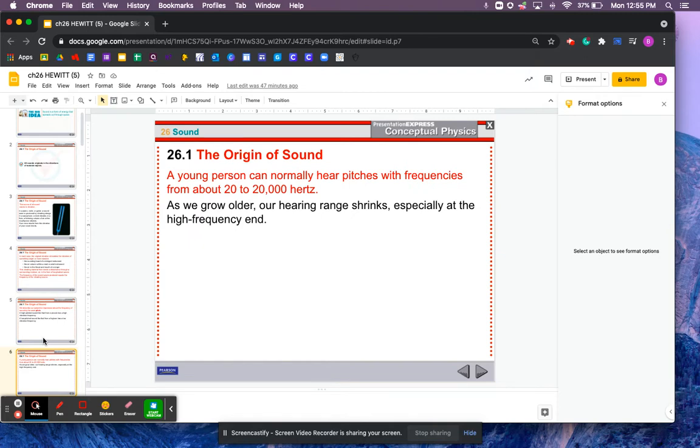Now, normal people, young people such as yourself, can hear pitches in a wide variety of frequencies, anything from 20 to 20,000 hertz, with 20 hertz being something really deep and low, and 20,000 hertz being something really high pitched. Are there frequencies other than those? Yes. If you have a dog whistle, you can't really hear it, but your dog goes crazy because they can hear it.